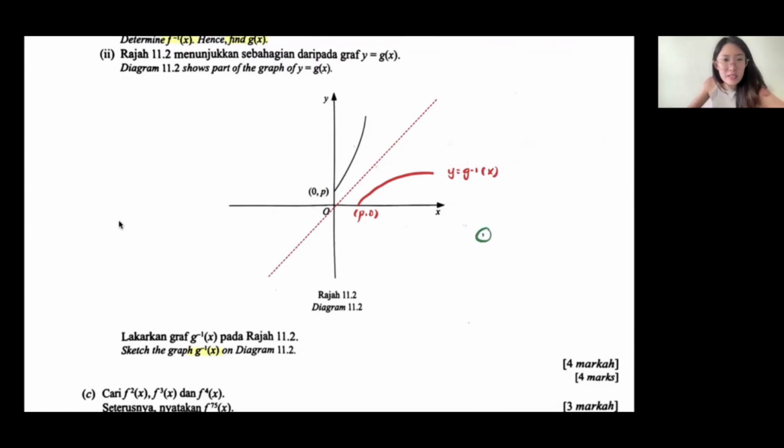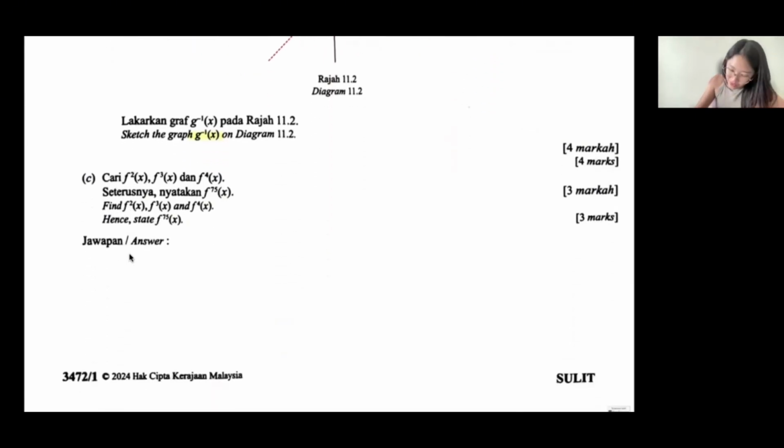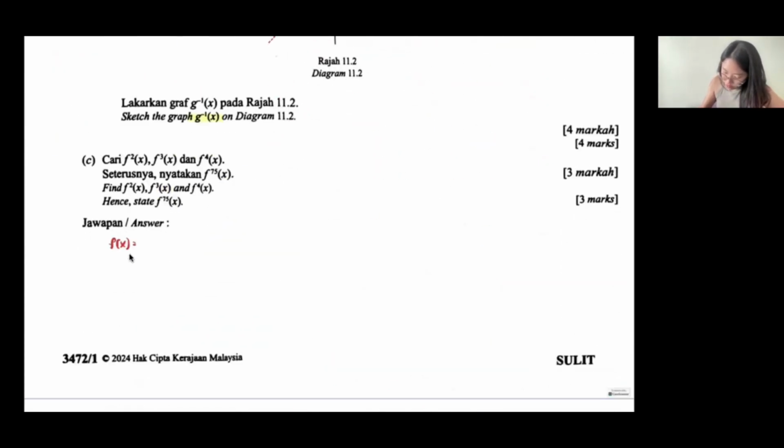Ta-da! Then one more question on iterated functions, because I see f squared, f cubed, and f power 4. Now, what was f(x) just now? f(x) is x minus 2. So f squared x is f(f(x)). So composite function, you start substituting the function inside first. So f(x) is x minus 2. Then one more time, x minus 2. Bracket follow on top. So this will be x minus 4 for f squared.